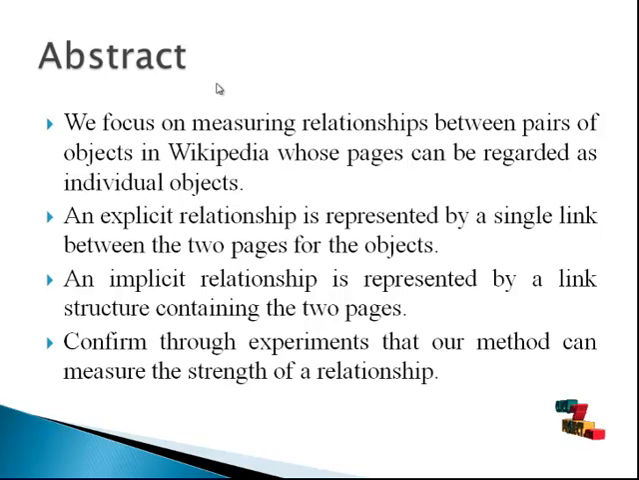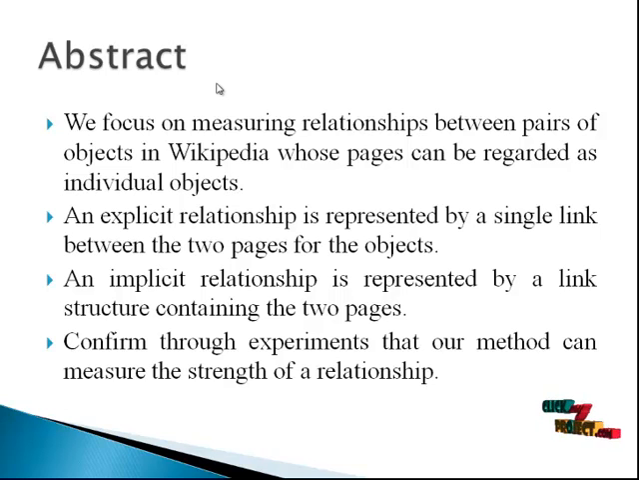The existing system contains only the explicit relationship, in which the relationship between the two objects is considered in the single link with the two pages' links. And also the existing system underestimates the objects which have a high relationship between them.